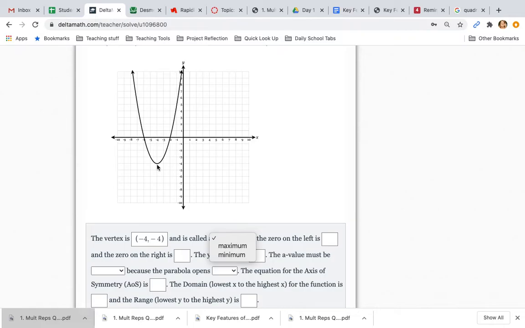So next, if you click on it, you have to decide, is it a maximum or a minimum point? Remember that the maximum point is the highest, the minimum is the lowest. So since it's a low point, we're going to choose minimum.